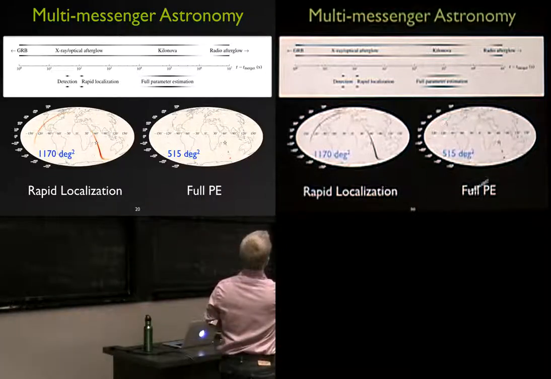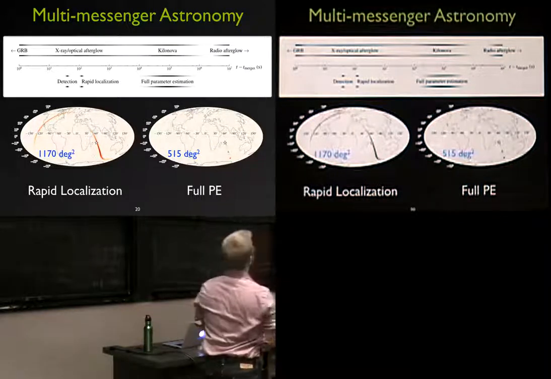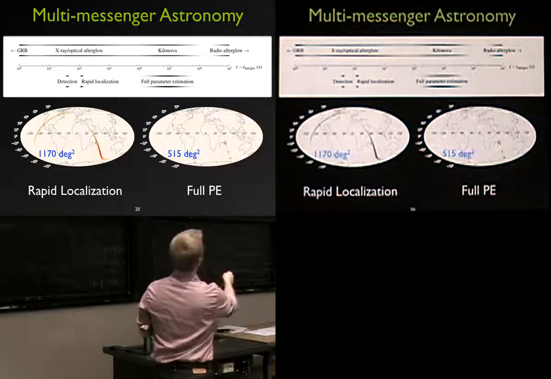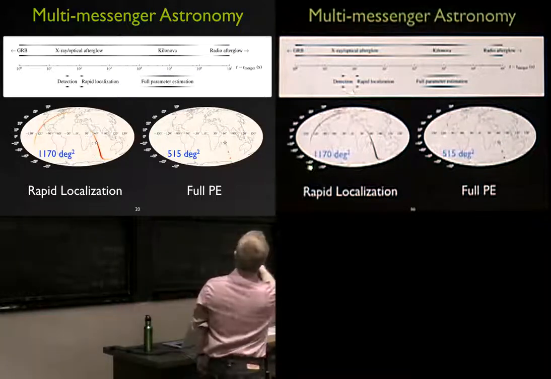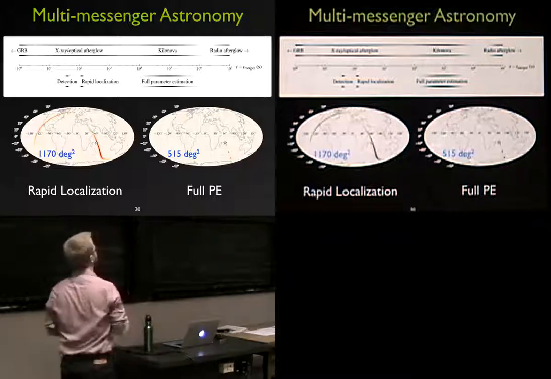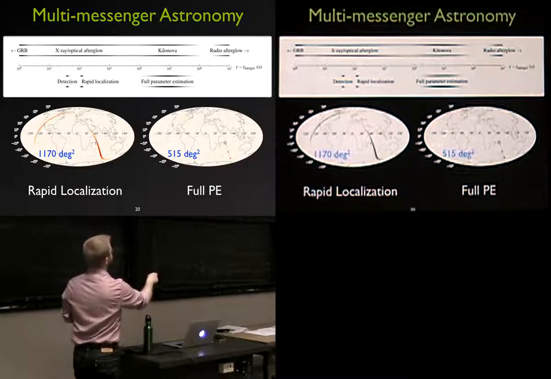And so this is an example. If you wait a week, how well we can localize sources on the sky. So the star, in this case, shows you where that simulated source was on the sky. This red region shows you the sky map that we would hand off to electromagnetic partners to point their telescopes at.